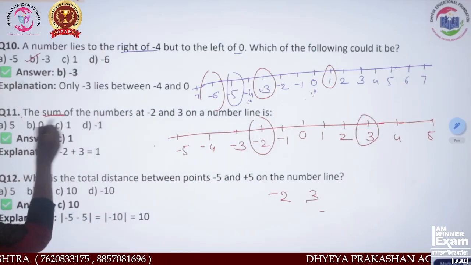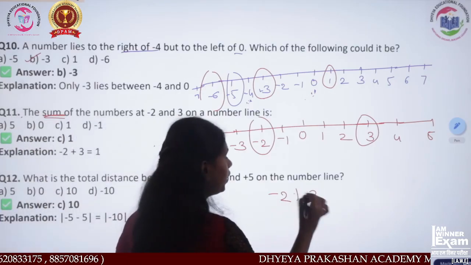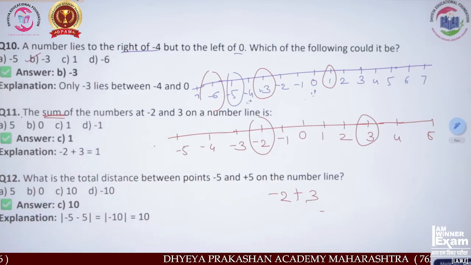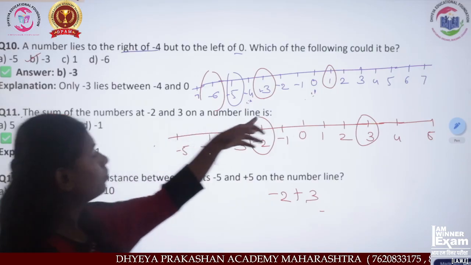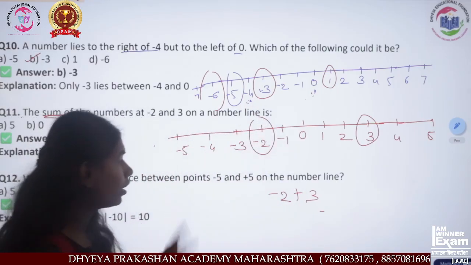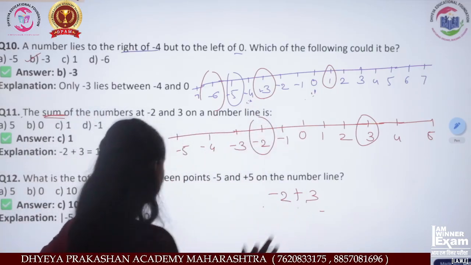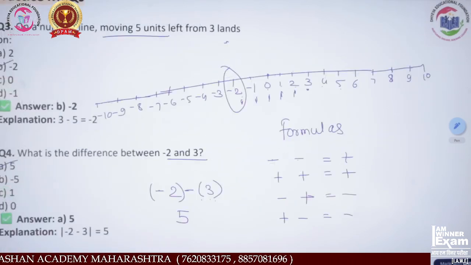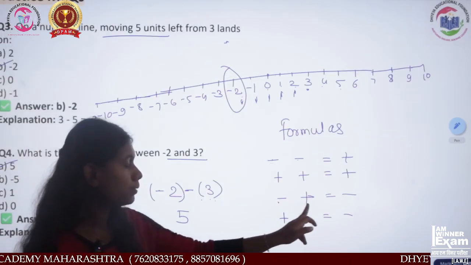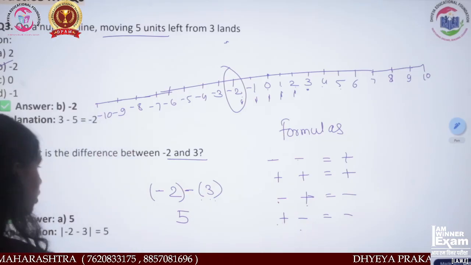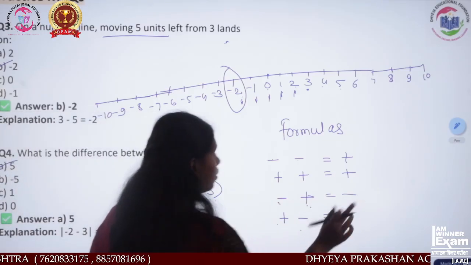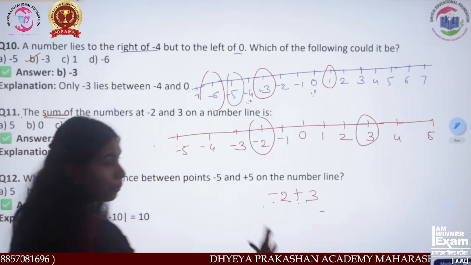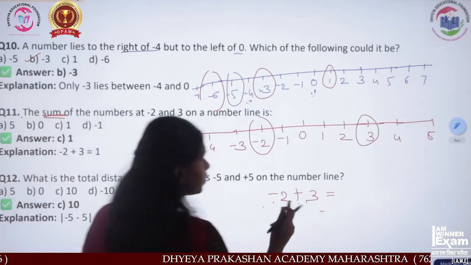The sum. What is meant by sum? You have to simply add it. On the number line, you just have to add it. Now what is plus minus? I just told you the formulas here: minus plus, and plus minus. If it is minus plus, the result will be minus.